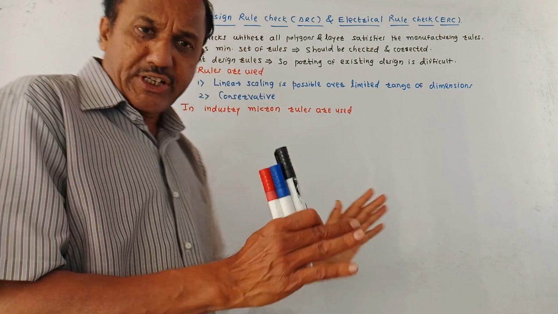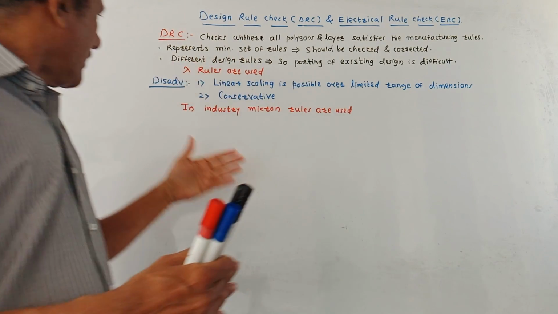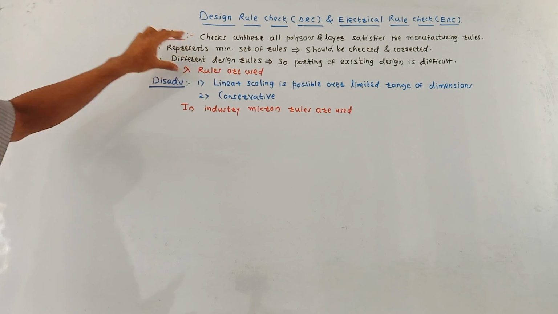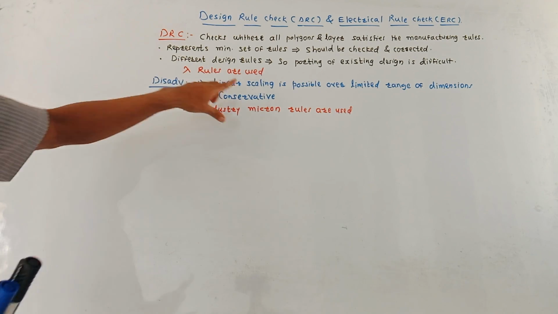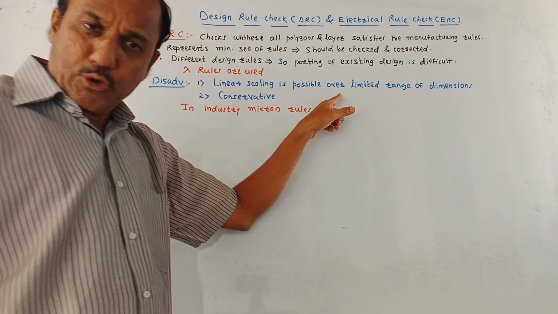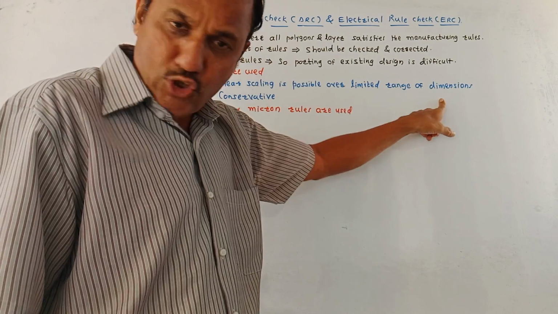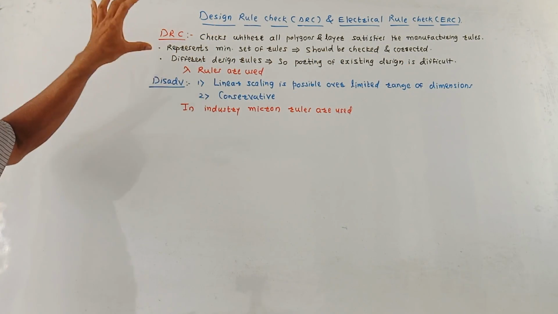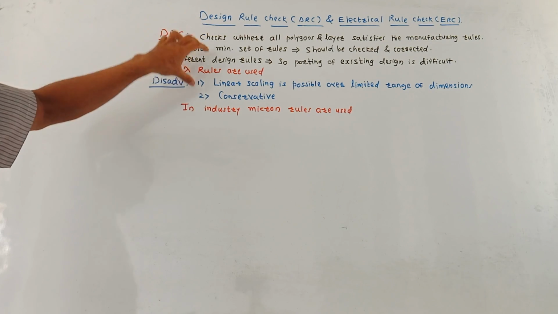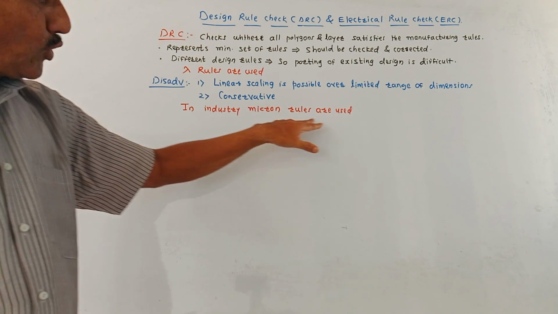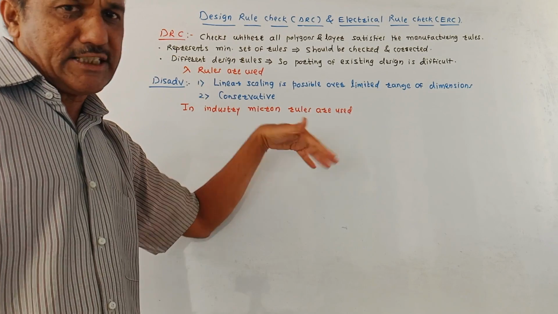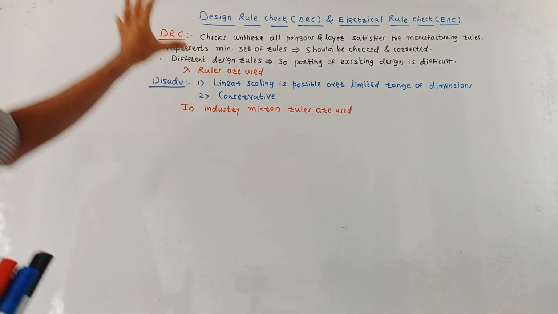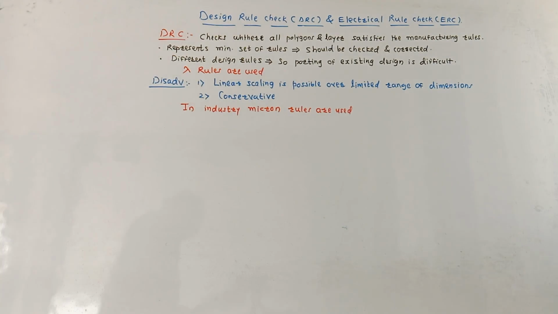We have already studied lambda rules in detail, but for the lambda rules, again, there are certain disadvantages. First is linear scaling is possible only over a limited range of dimensions. And second, these rules are conservative. So in industry, to avoid these disadvantages of lambda rule, micron rules are used. That means everything is expressed in terms of micron. So this is about the design rule check.